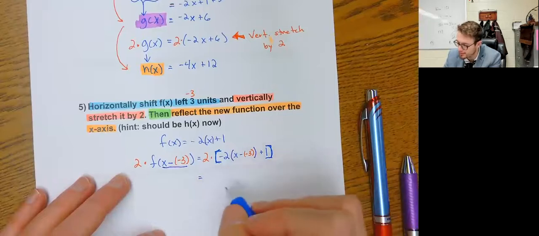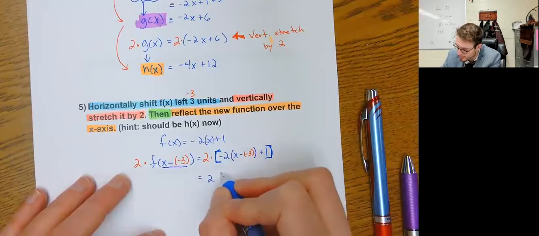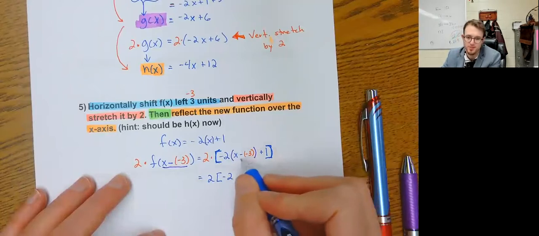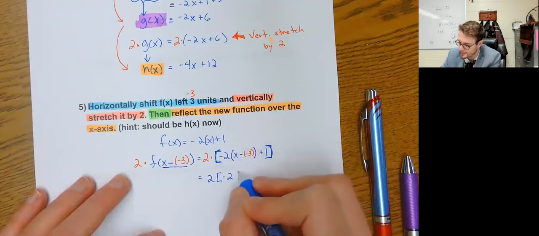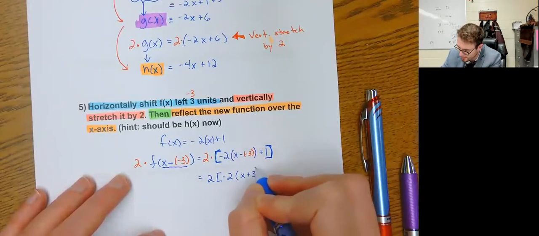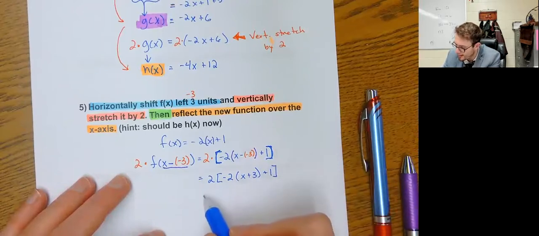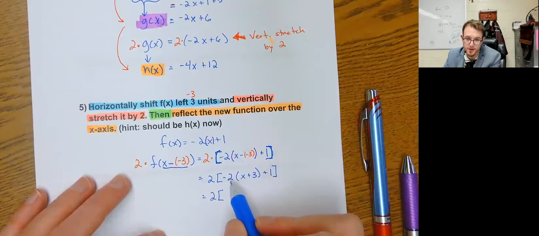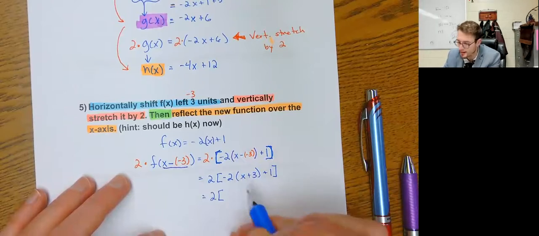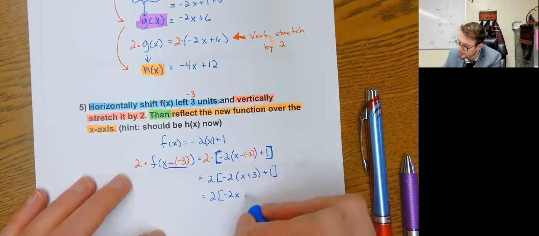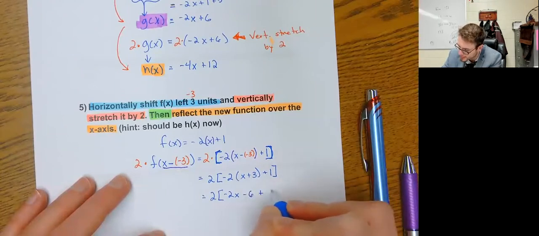The first thing I'm going to simplify is bracket negative 2. I'm going to simplify this inside. What's minus a negative? That's plus. So this is actually just x plus 3 plus 1. All right, well now I'm going to distribute this negative 2 through. So negative 2 times x is negative 2x. And then negative 2 times positive 3 is negative 6, and then plus 1.